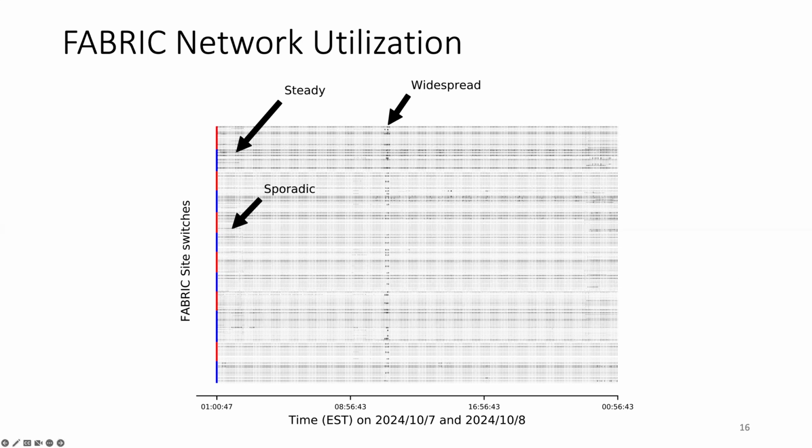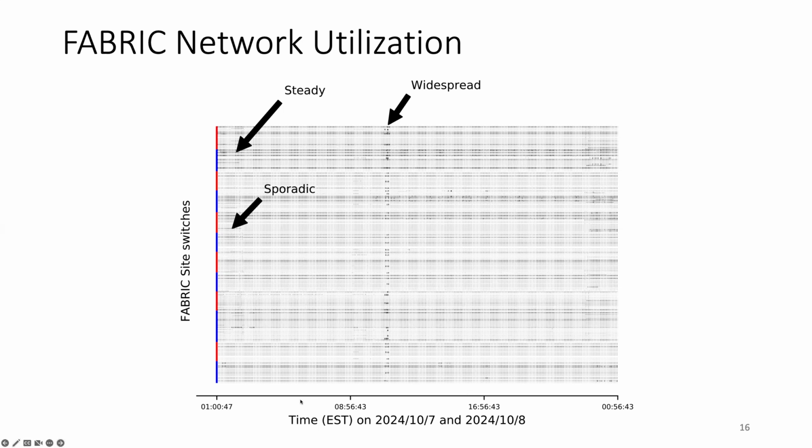So let me break it down for you. What is this showing? Each of these alternate colors is a Fabric switch on a different site. And within this color, each line is a port. So what this is telling us is the level of activity of different ports on different sites over time. And this data is extremely rich, right?